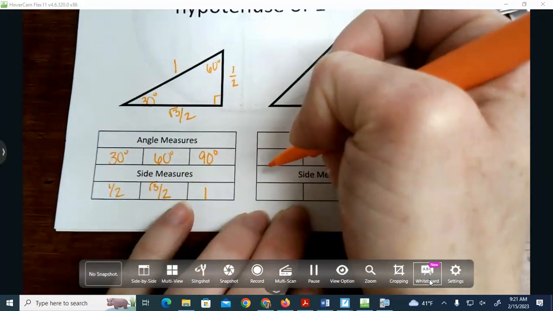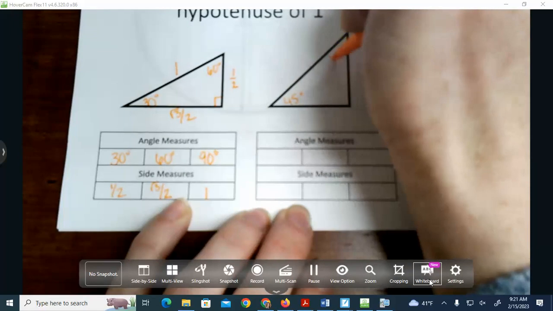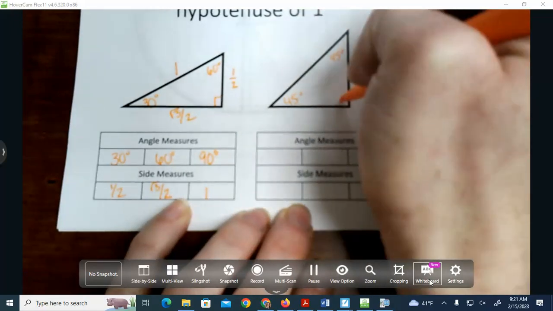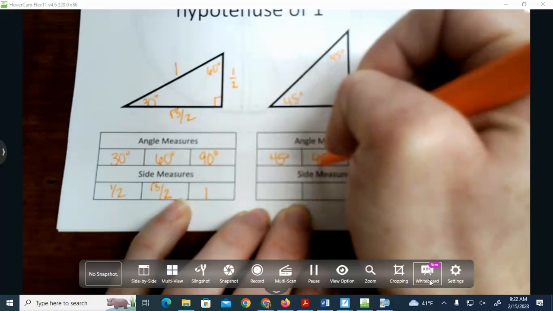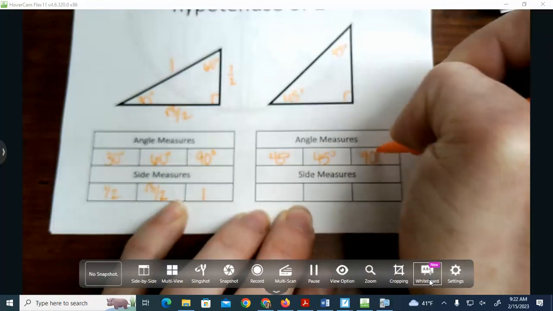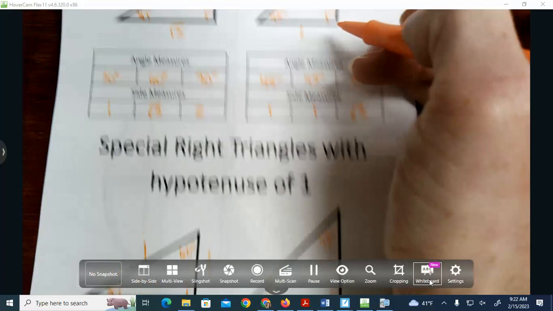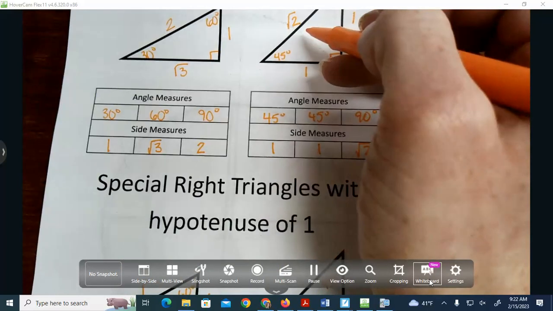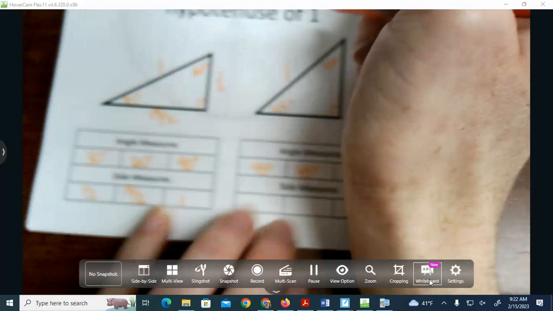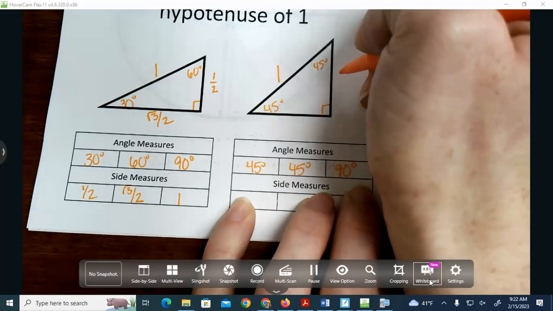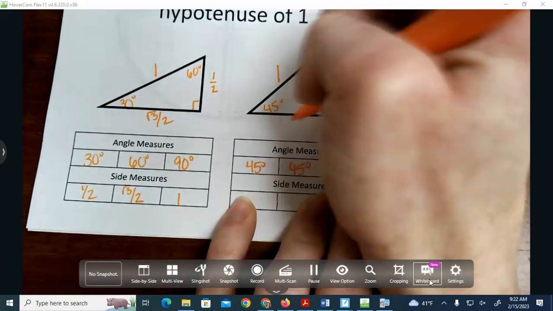So let's do the same thing in our 45, 45, 90 triangle. So originally, my hypotenuse was the square root of 2. If I want that to be 1, we have to divide by the square root of 2. So this side becomes 1 over the square root of 2, which is the same as square root of 2 over 2.